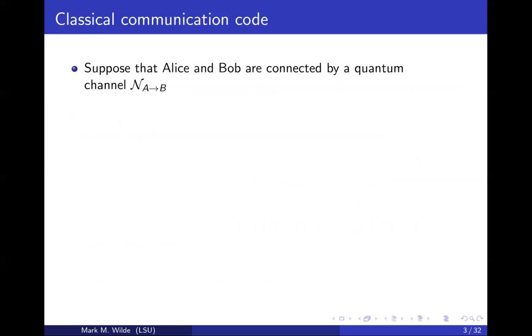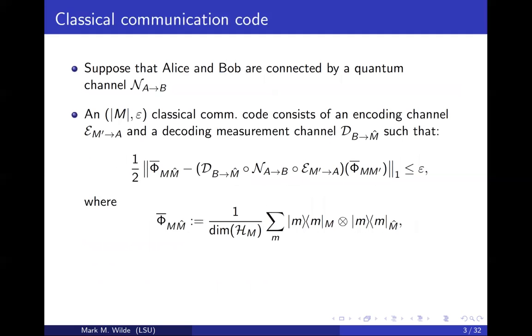So let's do a bit of review. What is a classical communication scheme? Let's suppose that Alice and Bob are connected by a quantum channel. Mathematically, this is a completely positive trace preserving map acting on the space of density operators. In a classical code, we'll talk about a one-shot code, and we'll parameterize it by two numbers, M, the number of messages, and epsilon, the error. A code consists of an encoding channel and a decoding measurement channel such that this error condition is satisfied.